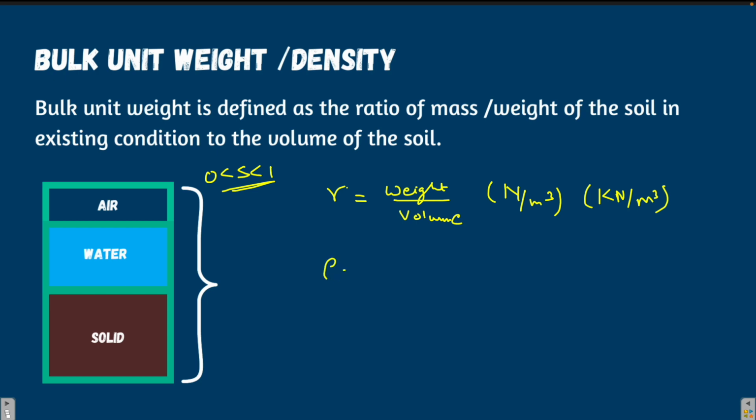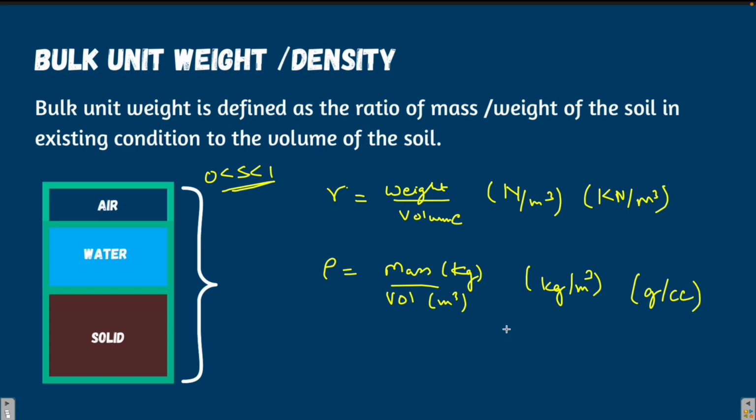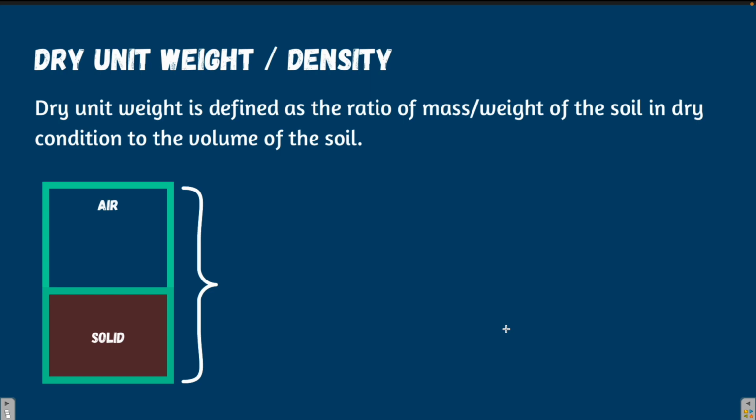While the density, if the mass of the soil is given in kg and we divide it by the volume, we get the unit in kg per meter cube, or gram per centimeter cube, whatever it is. So when we refer to the density, it means it is kg per meter cube, and if we multiply the mass with the acceleration due to gravity, we get the unit weight of the soil, that is Newton per meter cube. Okay, now moving on to the next, that is the dry unit weight or the density of the soil.